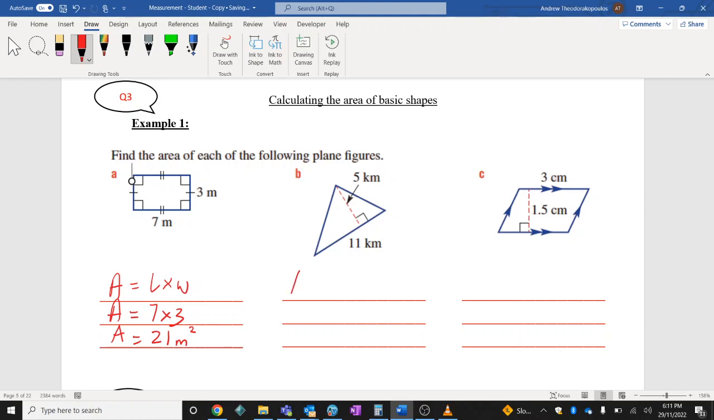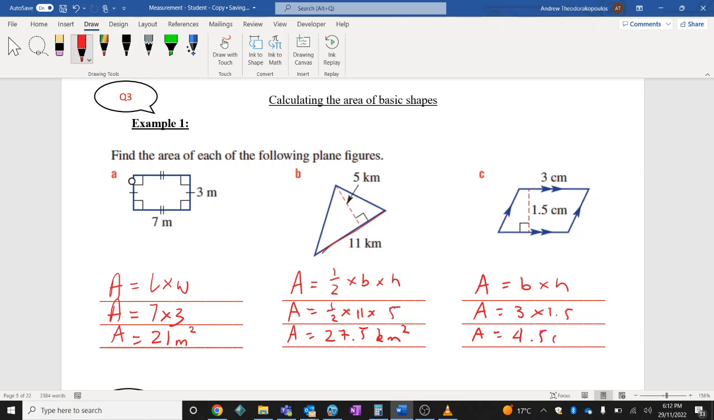This is a triangle. The formula for a triangle is area equals half times base times height. Area is half times 11, which is the base, times height, which is 5. Your answer should be 27.5 kilometers squared. This is a parallelogram, and the area of a parallelogram is base times height. So your base is 3 and your height is 1.5. Your answer should be 4.5 centimeters squared.